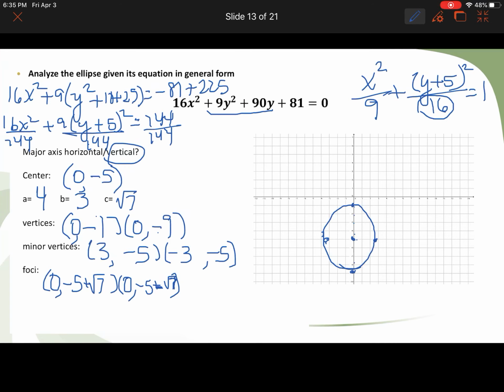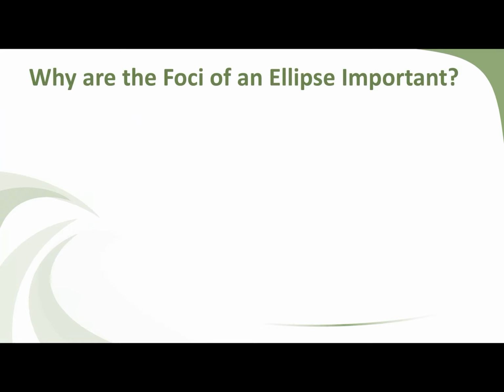So the square root of 7 is a little bit less than 3. So on my graph, I'd go up 2 and some, right? So it'd be less than 3. Those would be my foci. Okay, let's talk about these foci.